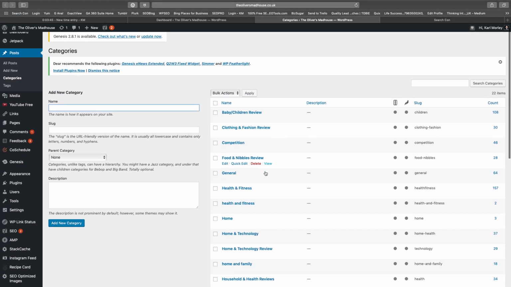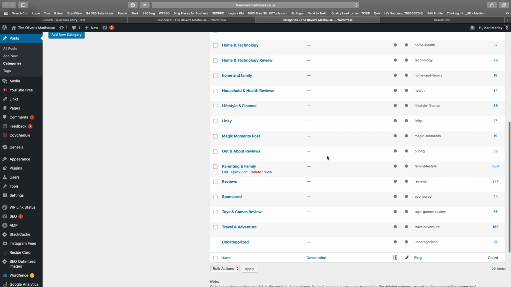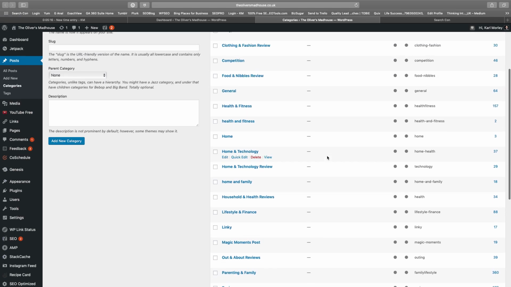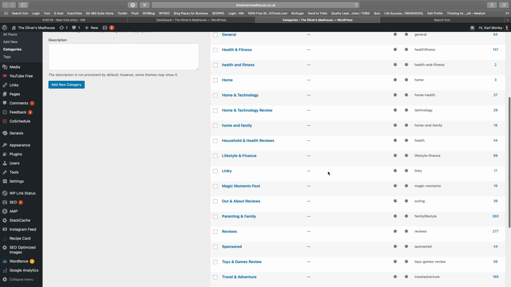Also, what is not good for your SEO is uncategorized. So all these need allocating into a category. The parenting and family needs splitting down to subcategories. You just need a good balance for site structure.